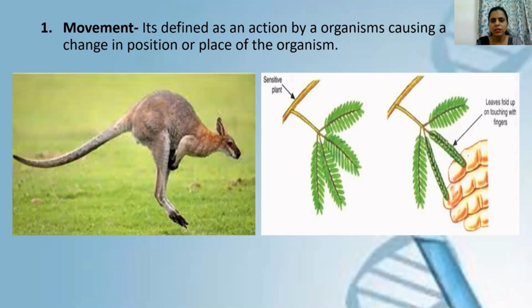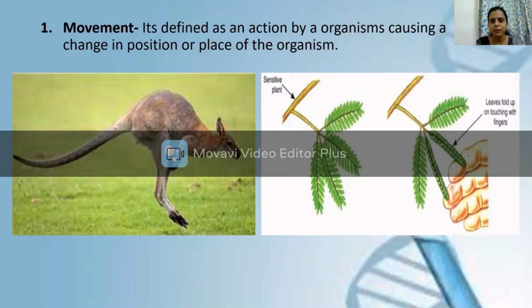Now in the right side picture here, you can see the leaves of a particular plant. This plant is known as the touch me not plant. The botanical name of this plant is Mimosa pudica. Okay, so this plant is actually highly sensitive to touch.